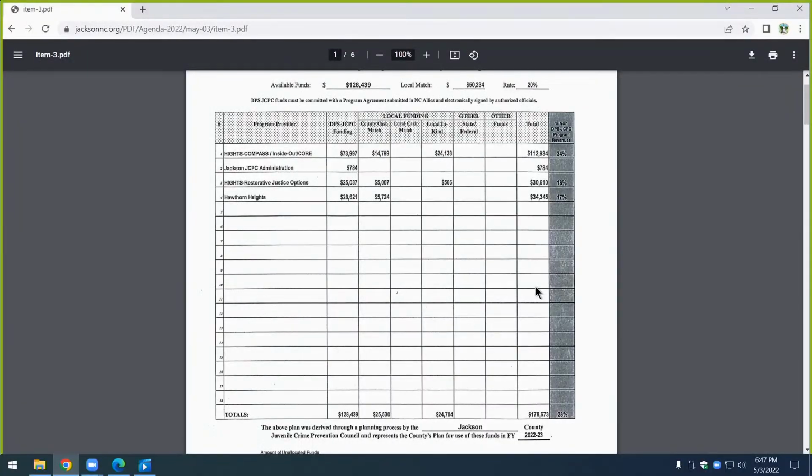So as you can see on the screen, the Juvenile Crime Prevention Council County Funding Plan for 2022-23. The amount allocated for this upcoming year from the state is $128,439, with a county match of $50,234. This plan shows you a breakdown of how the money is dispersed to each program. The money is dispersed through an RFP process. Each program has to apply for the funding.